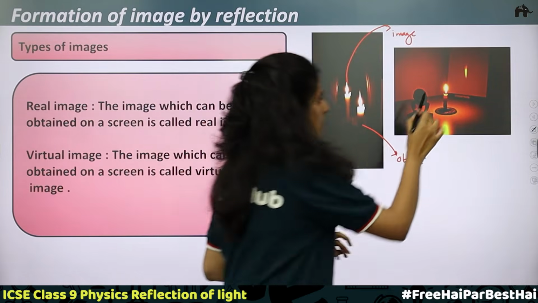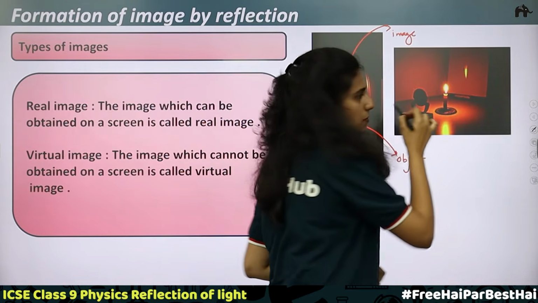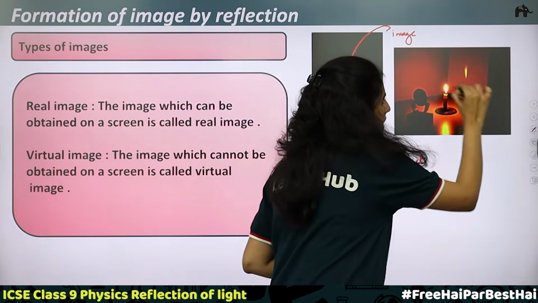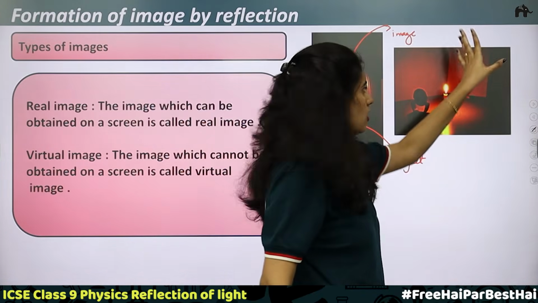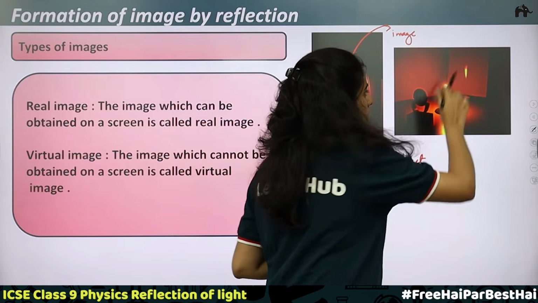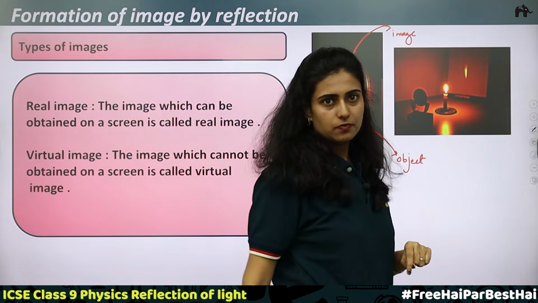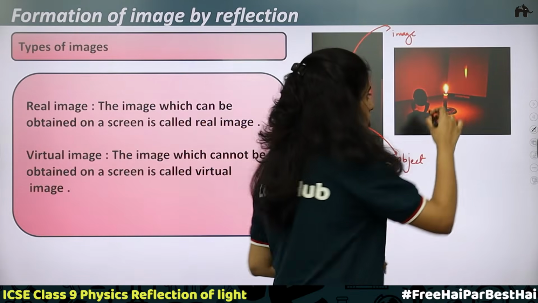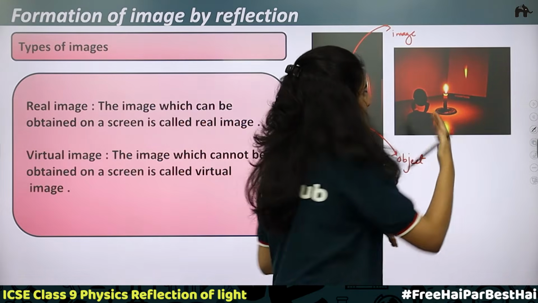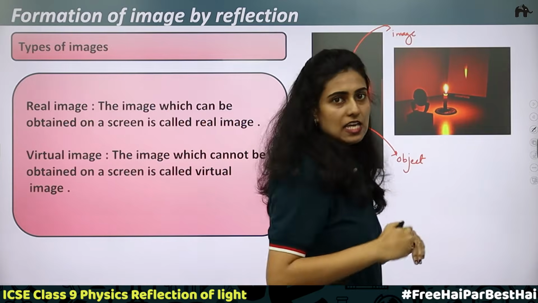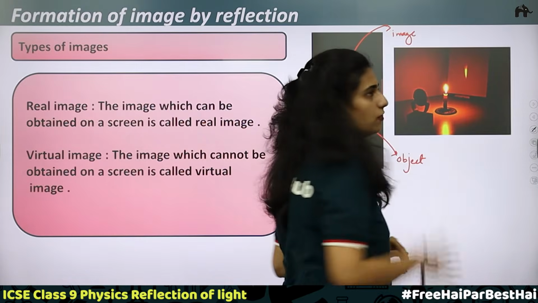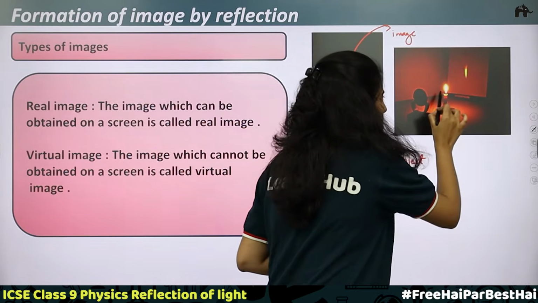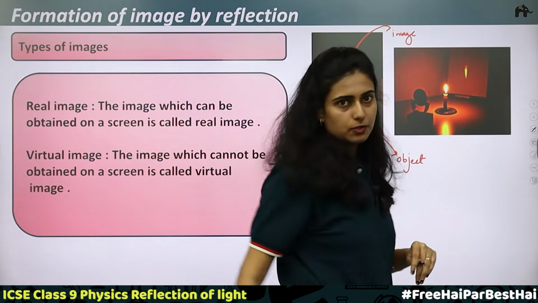Here you have the candle, here you have the mirror and here you have the image. If a white sheet of paper or a cardboard is kept, you are able to get the image on it. It is not formed behind the mirror. It is formed in front of the mirror itself. So here you can see the object is in front of the mirror and the image formed is also in front of the mirror. The candle is used, and here the image is formed.